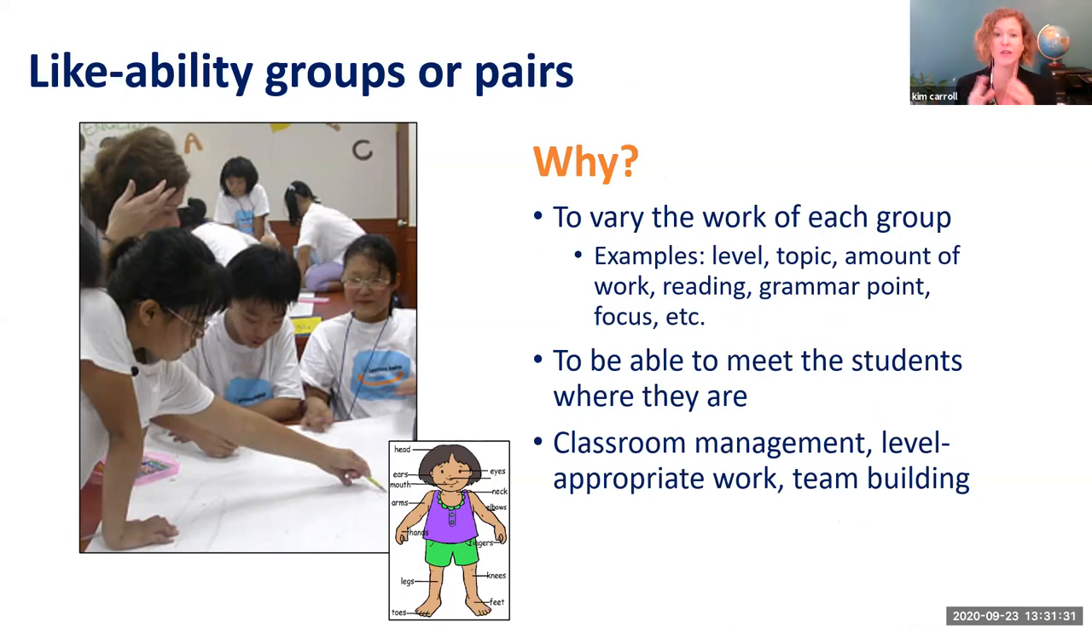Well, as I mentioned, we can vary the work for each group. So maybe it's varied by level, but it could be that it's varied by topic if you know they have different interests. It could be varied by the amount of work or reading, grammar points, or the focus. Maybe one group is working more on pronunciation while another group is working more on the content of a reading. So you can do this in a lot of different ways. The key point is, with this, we can meet the students where they are. Instead of just hoping everybody gets what we're trying to say, we can work with different groups at different levels.